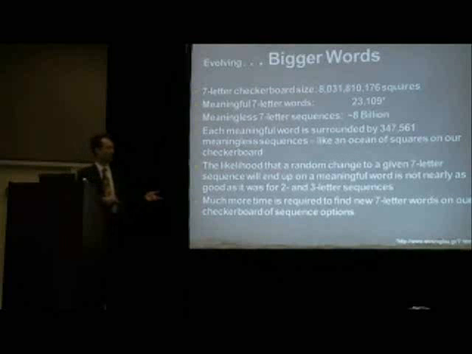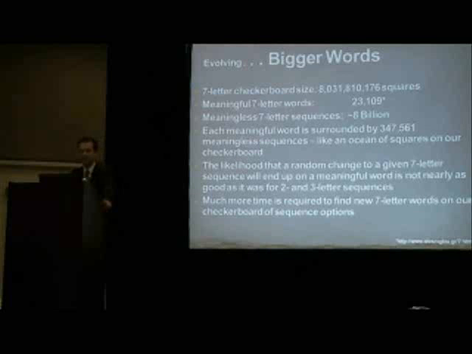I already told you about the statistics for 7-letter words. The 7-letter checkerboard size is 8 billion, thereabouts. Meaningful 7-letter words in the dictionary: 23,000. So each meaningful word in 7-letter sequence space is surrounded by 347,000 non-meaningful ones. And we're not even talking beneficial here. We're only talking meaningful.